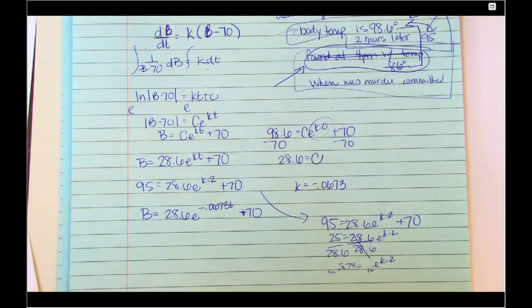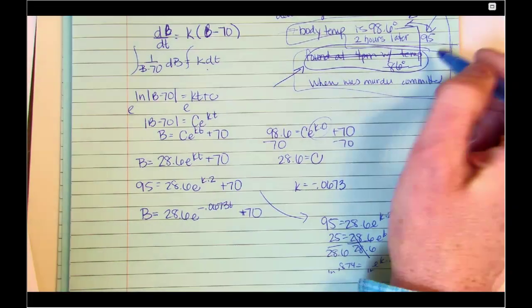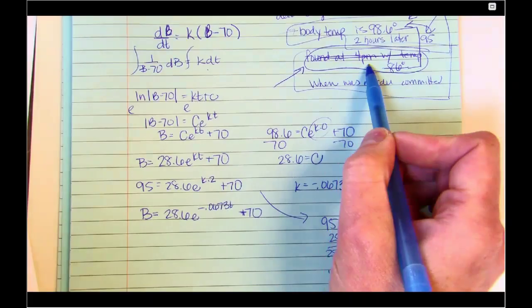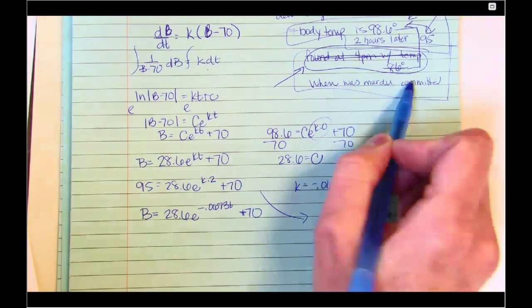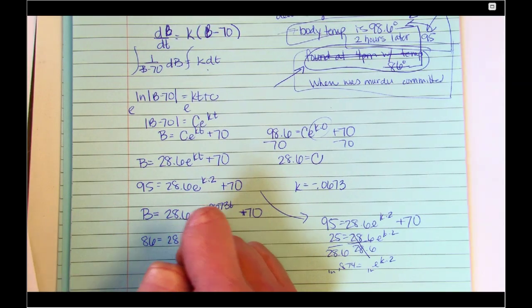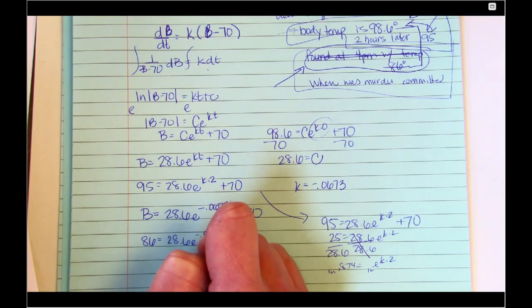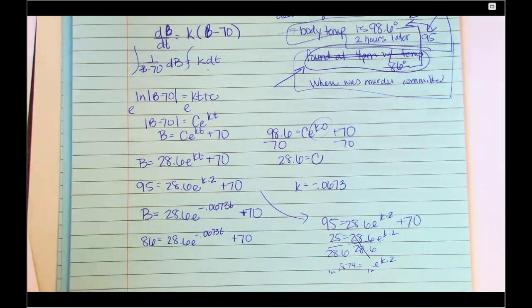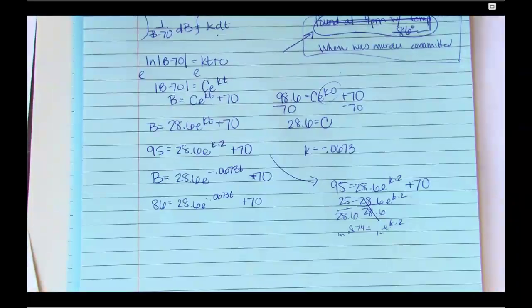I used the 86 from before. Okay. Now, right here at 4 p.m., which doesn't matter for us right now, 86 degrees. If we plug in the 86 degrees, the t will tell us what? How long it's been dead. How long has the body been dead? And then you gotta do clock math to figure out the time of death.